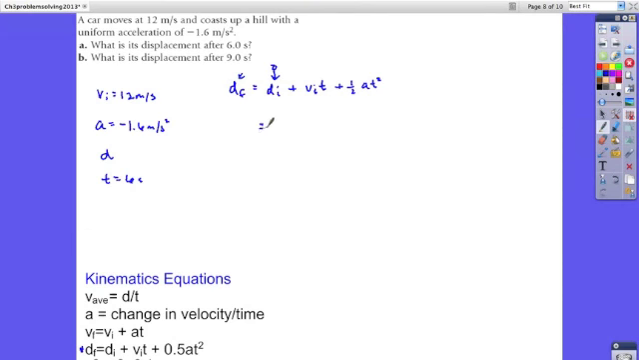So let's start plugging stuff in. The final position equals 0 plus 12 times 6 plus 1/2 times negative 1.6 times 6 squared. So I pull out my calculator, 12 times 6 is 72.